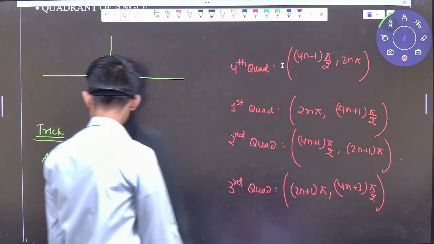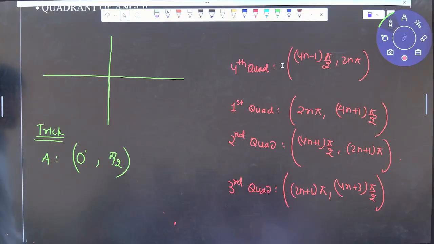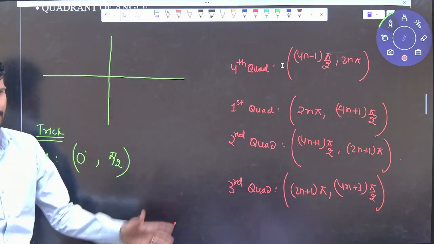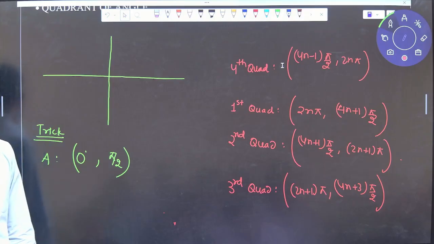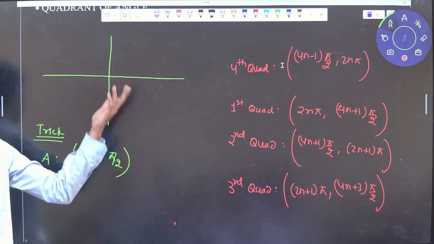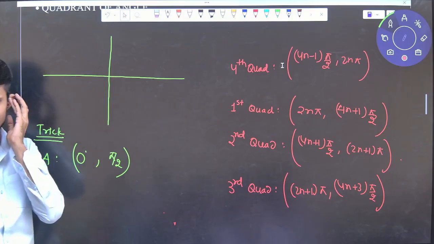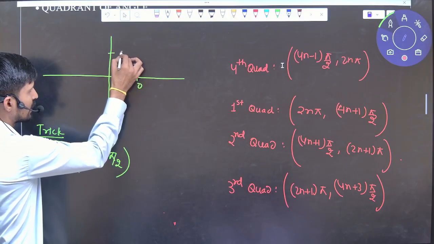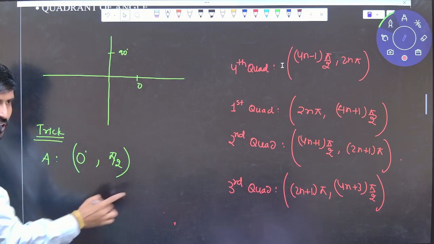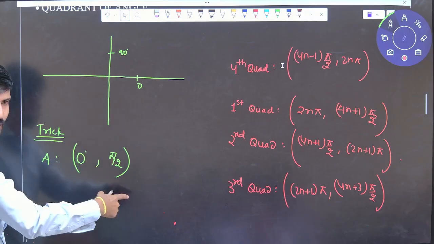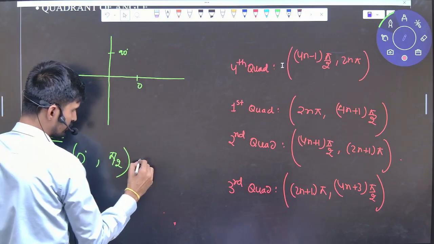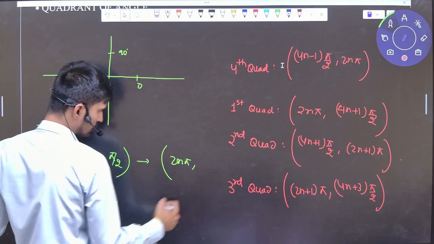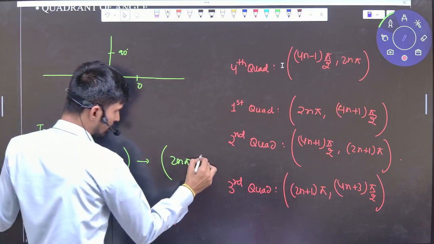Now here is some trick how you can remember all these things. Suppose you don't want to remember this formula, then also possible. One understanding is there. I also don't remember all these things. I know the understanding. If I have to write first quadrant angle, how I will write. It's very simple understanding. First write the smallest thing which you know, 0 to 90 degree. Now add 2n pi here, 2n pi here. You'll get 0 plus 2n pi, 2n pi, pi by 2 plus 2n pi, 4n plus 1 pi by 2.